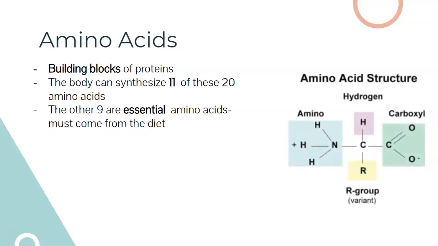So an amino acid structure looks like this. It's got an amino group, it's got hydrogen and an R variant and a carboxyl group. These change to give you different structures for different amino acids.